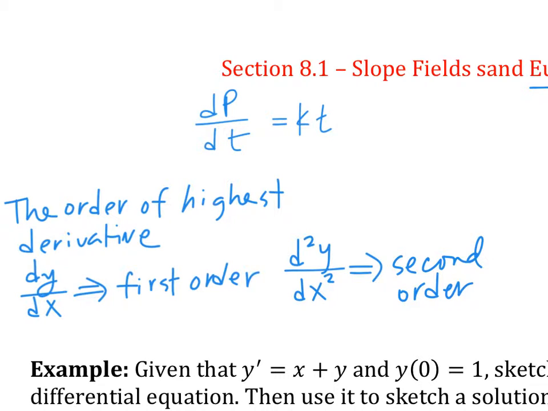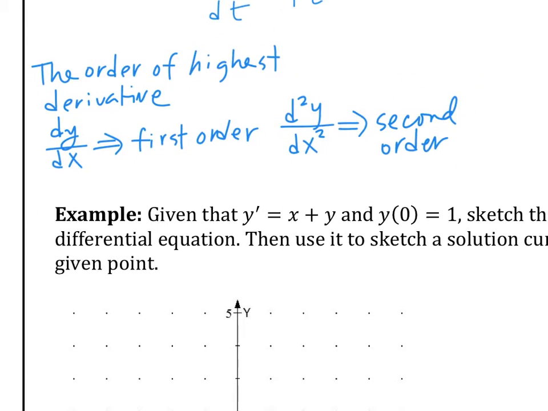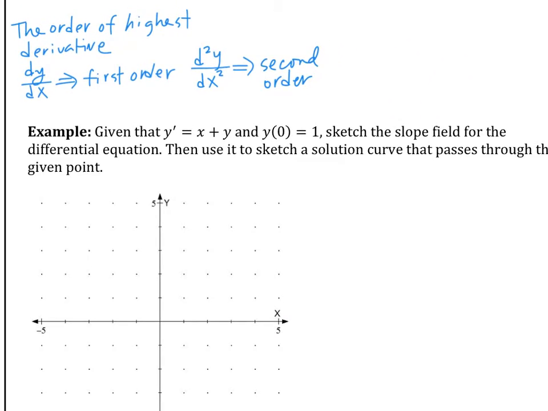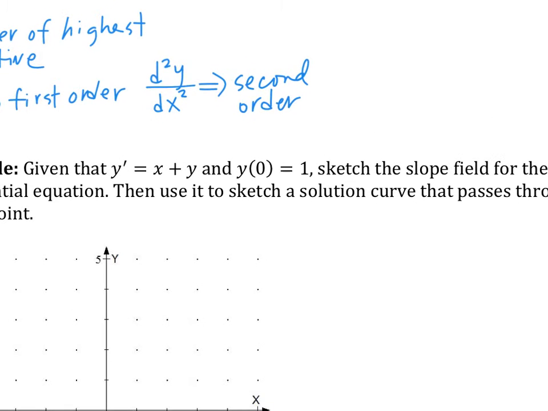Okay, so this lesson we are going to do slope field. Slope field means that we are going to sketch some slope field. So the important part is just write down this equation first and this initial condition. So y prime, meaning dy dx, is x plus y. Y prime is x plus y. And y of 0 is 1. The initial condition at x equals 0 is 1. They want you to sketch the slope field for the differential equation, then sketch a solution curve that passes through the given point.